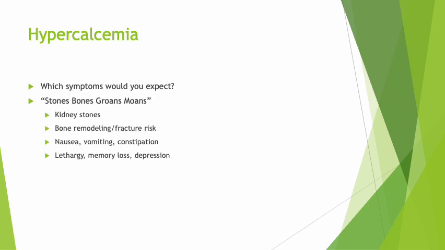So this is going to be your stones, bones, groans, moans. Some of you may have learned it as psychiatric undertones, but it's going to be a constellation of kidney stones. You'll have bone remodeling and increased fracture risk. Those GI symptoms like nausea, vomiting, constipation, and then some of those psychiatric manifestations like lethargy, memory loss, and depression.